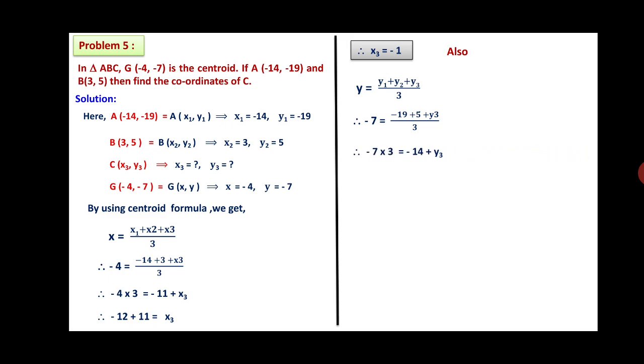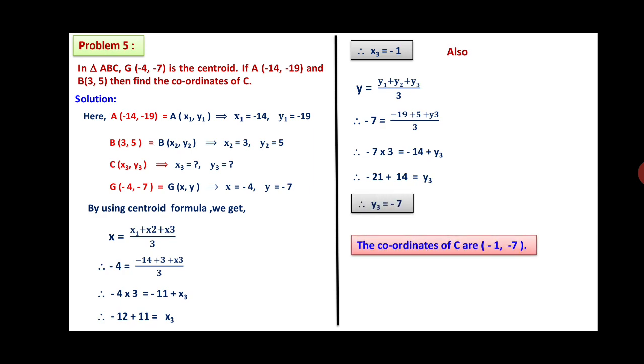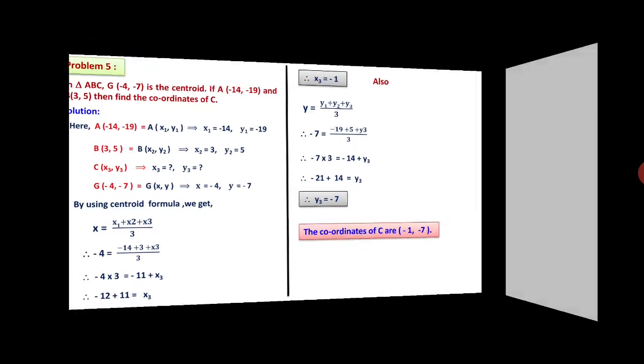Therefore, cross multiplication, -7 into 3 is equal to -14 plus y3. Therefore, -21 plus 14 is equal to y3. So, y3 is equal to -7. Friends, the coordinates of point C are -1 and -7.